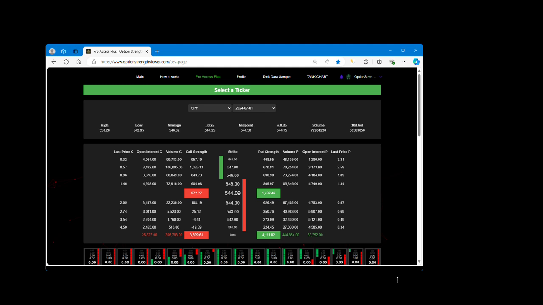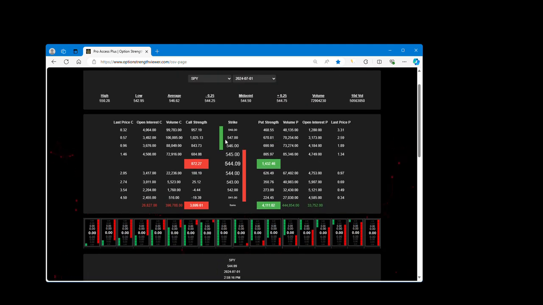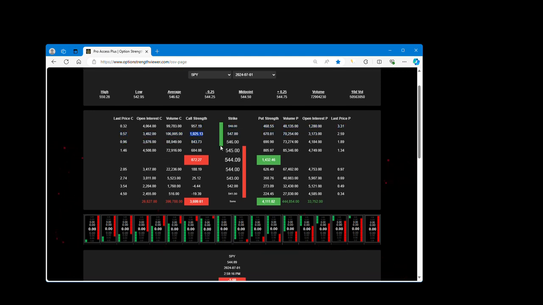And what it does is it calculates every single strike price, actually four strike prices above the current price and four strike prices below the current price. It calculates it to see what the strengths are for that day. So if it's got a red on it, that means that these strike prices are stronger than calls. If it's got a green to the left of it, that means these strike prices are stronger than puts.